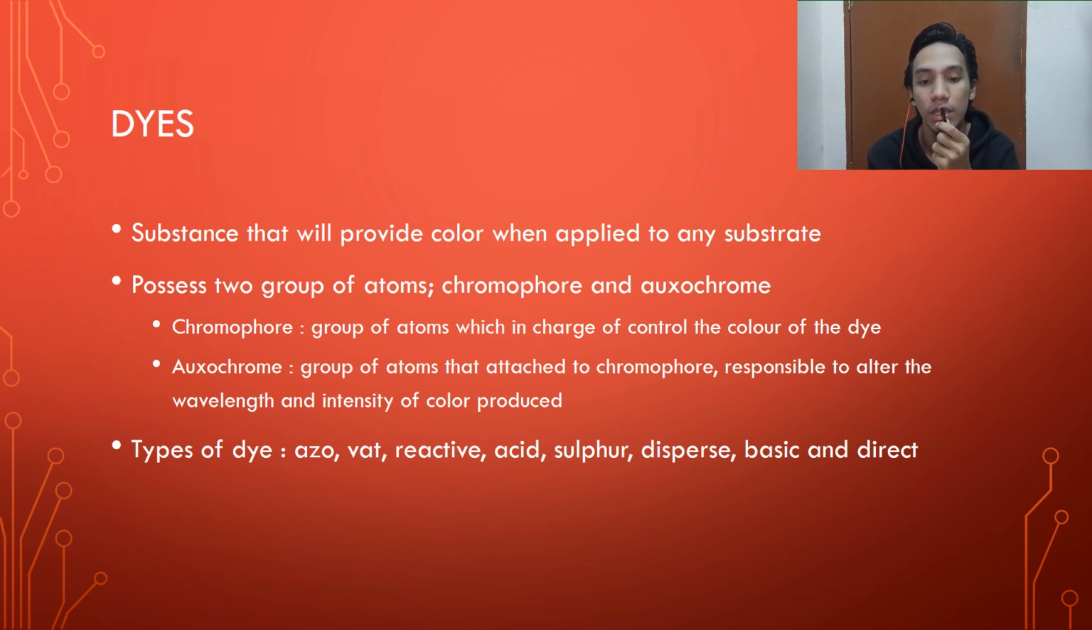Then the next one is the auxochrome. Auxochrome is the group of atoms attached to the chromophore, that is responsible for altering the wavelength and intensity of the color produced. There are various types of dye, such as azo, VAT, reactive, acid, sulfur, disperse, basic, and direct.